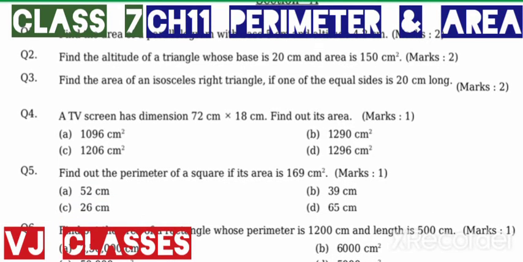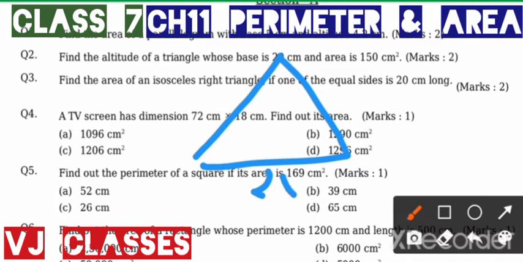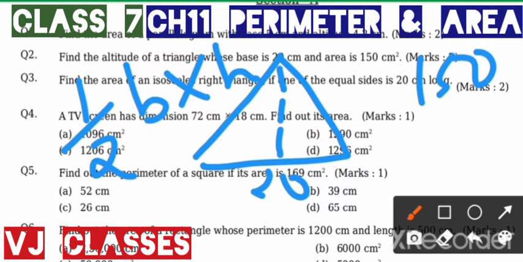Okay, now next is find the altitude of the triangle whose base and area is given. So it is triangle, base is 20 given. Okay, and area is given 150. Altitude you have to find, it means this line you have to find, dotted one, it is height. So formula for area is, for a triangle, half base into height, it is given 150.